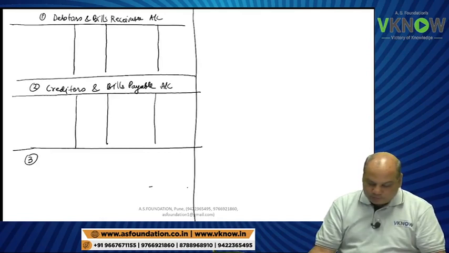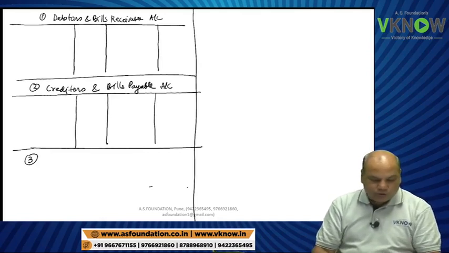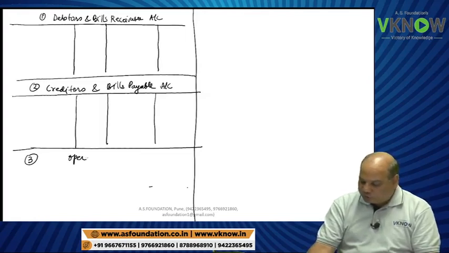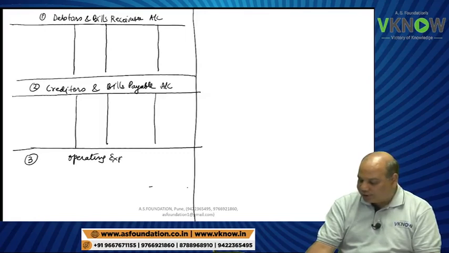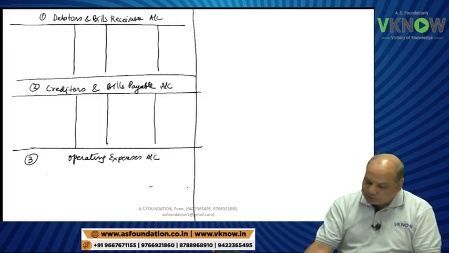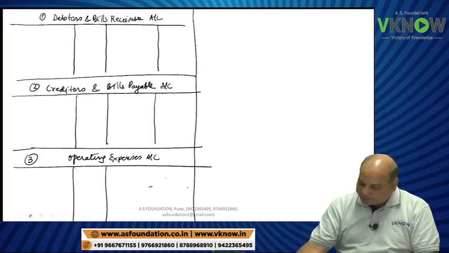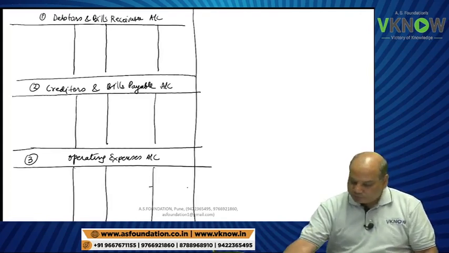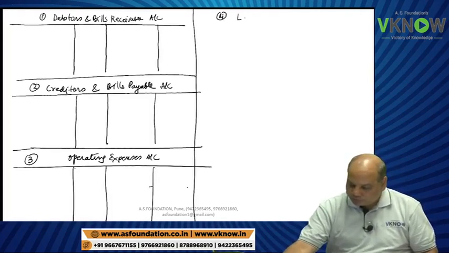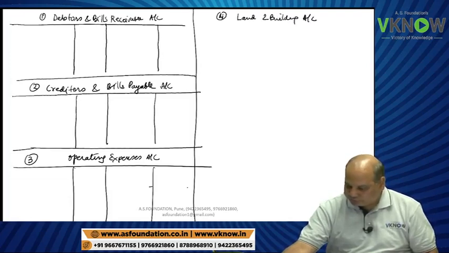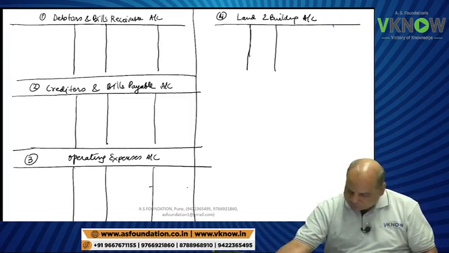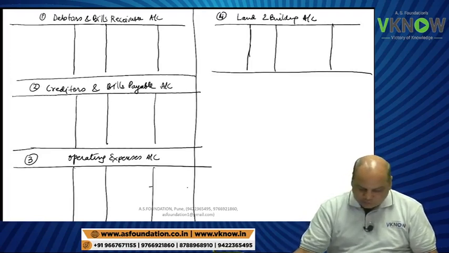Working note 3, there is an expense also in the problem. So write operating expense account. Usually these extra accounts are required in direct method to find out the collection or payment. Keep 5 or 6 lines blank. Then working note 4, land and building account, 6 lines.